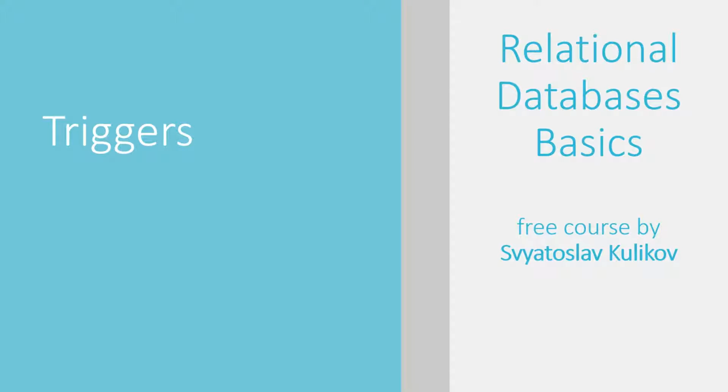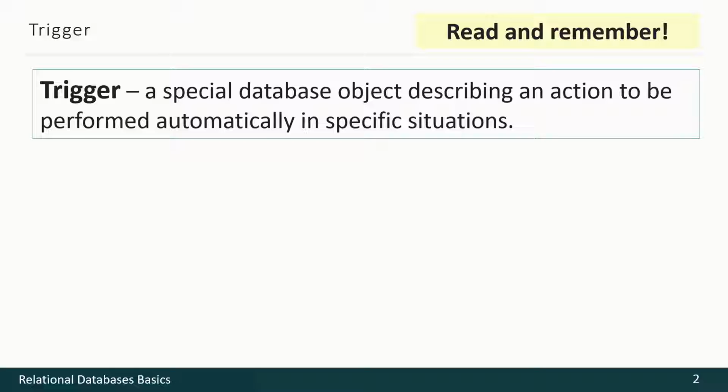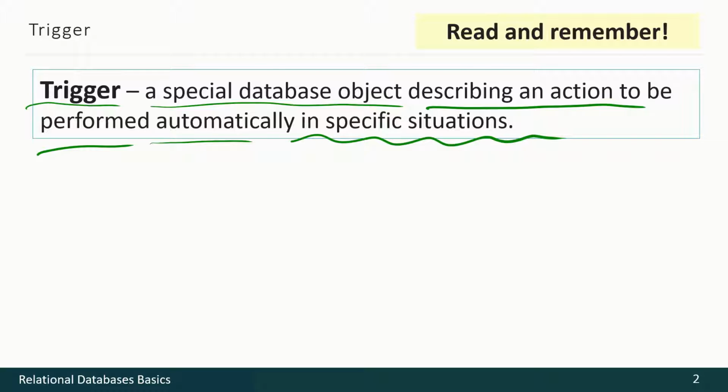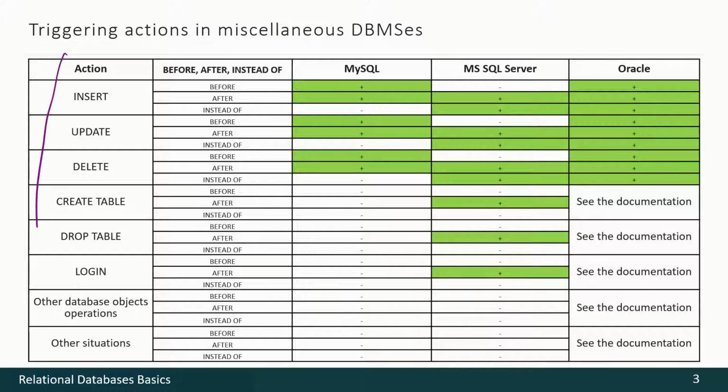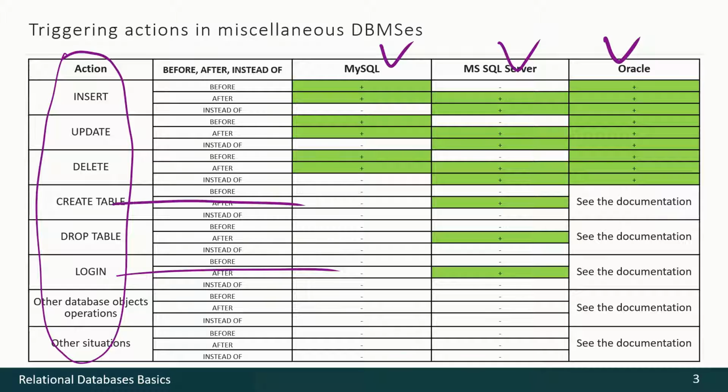In this video we shall talk about triggers. In databases, a trigger is a special object describing an action to be performed automatically in specific situations. These specific situations depend on the DBMS, and in different DBMSs you may cover a lot of different situations with triggers. But the approach is not compatible among DBMSs.